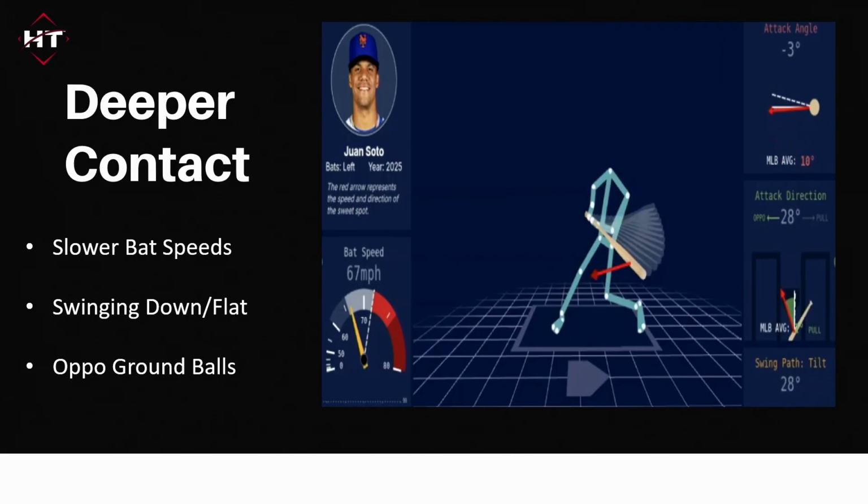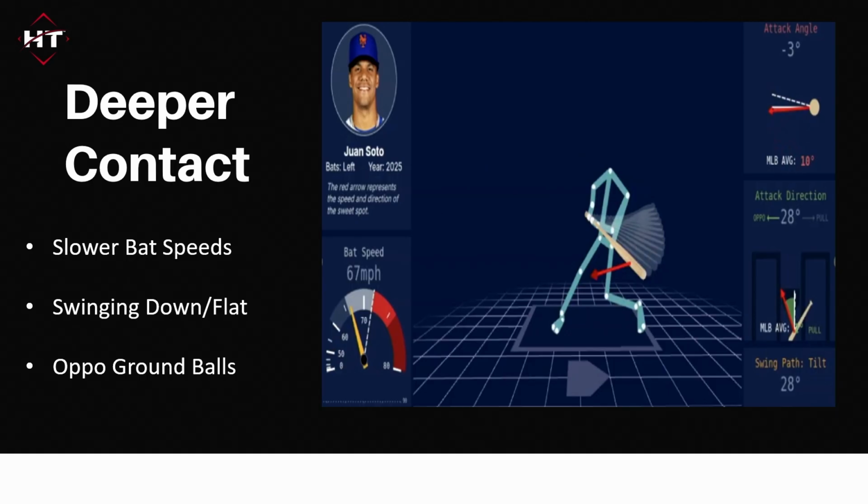Okay, so again, with deeper contact, we're looking at slower bat speeds. We can see right there, 67 miles an hour. His average bat speed is 74 miles an hour. Means he's not going to be hitting the ball as hard deeper in the zone. We also see the attack angle is -3 degrees. He's swinging down deeper in the zone.